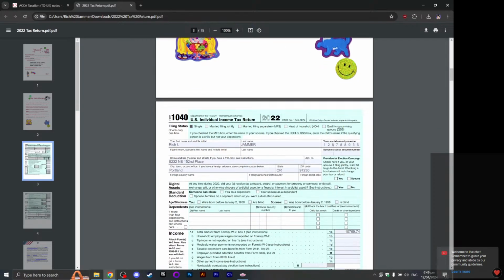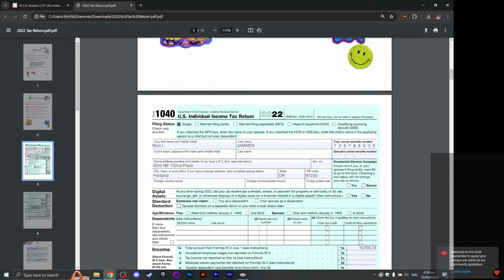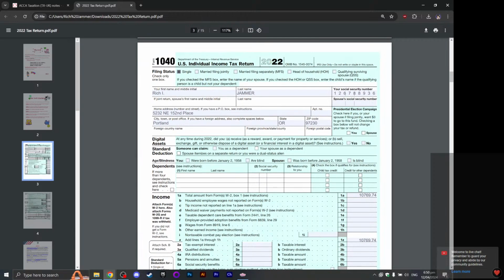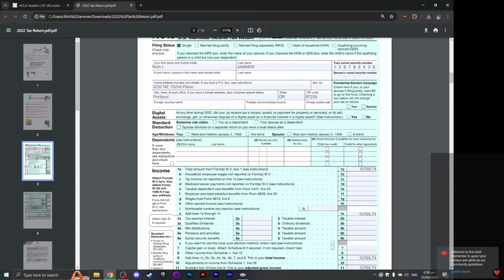Okay, let's look. Okay, single. Of course, single. First name, middle initial, Rich Jammer. Social security number. Spouse's last name. Home address. Presidential election campaign. Check here if you or your spouse is filing jointly. Digital assets. Okay, that is probably the cryptocurrency you're talking about.